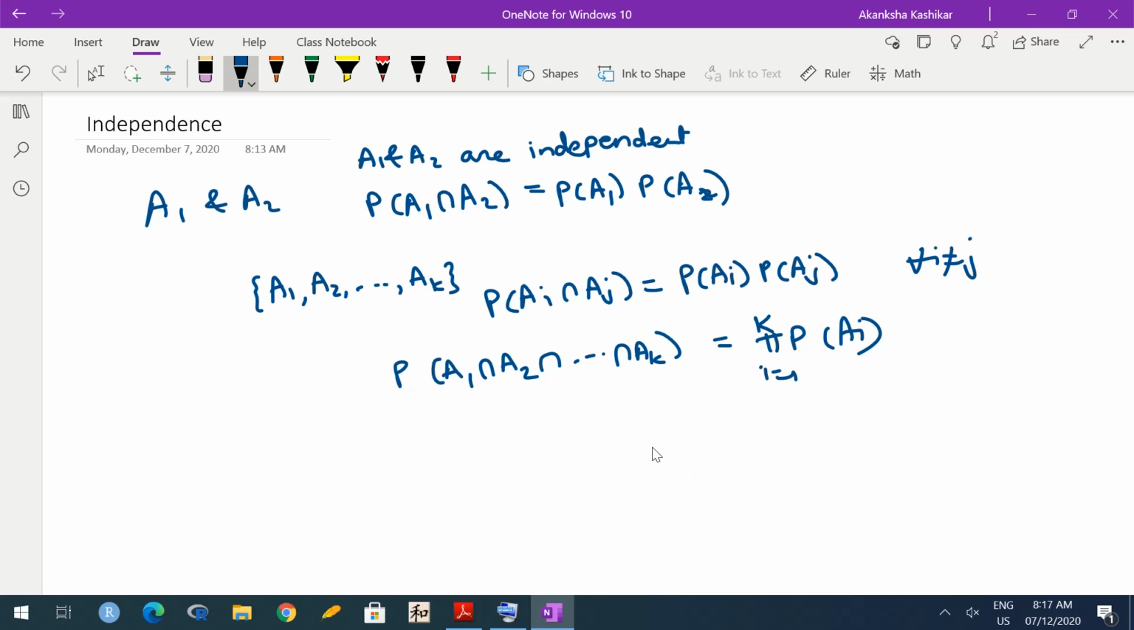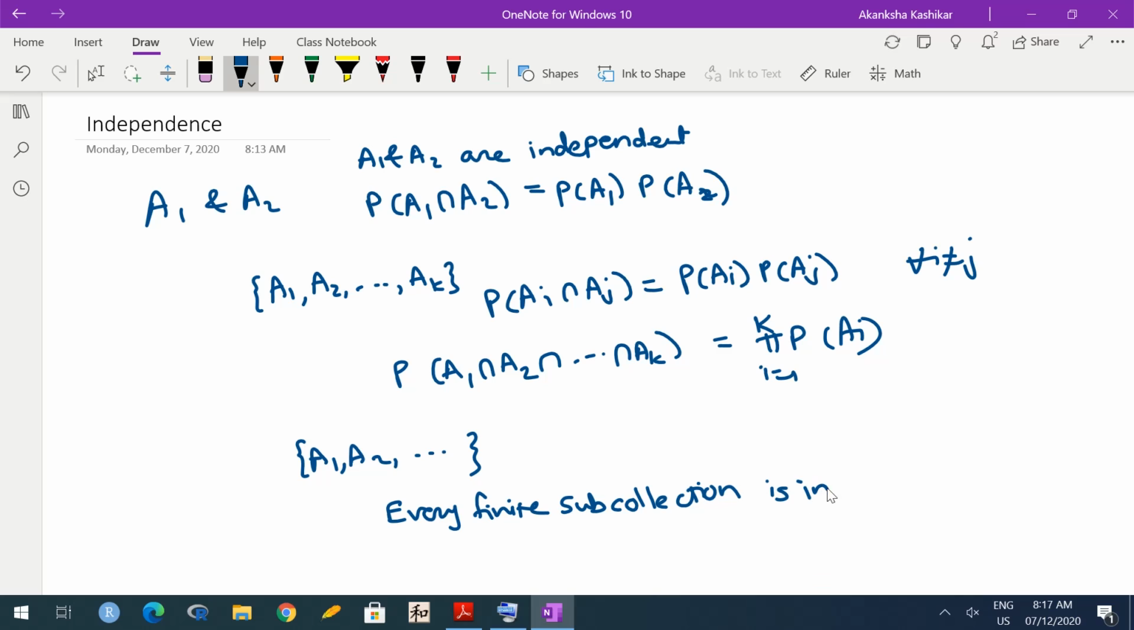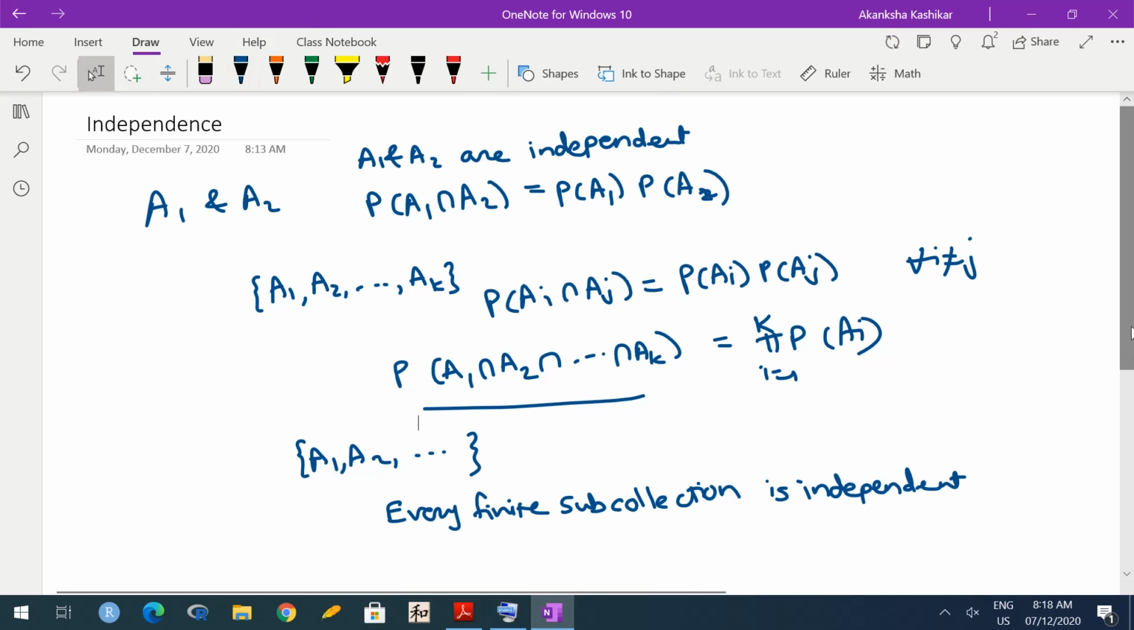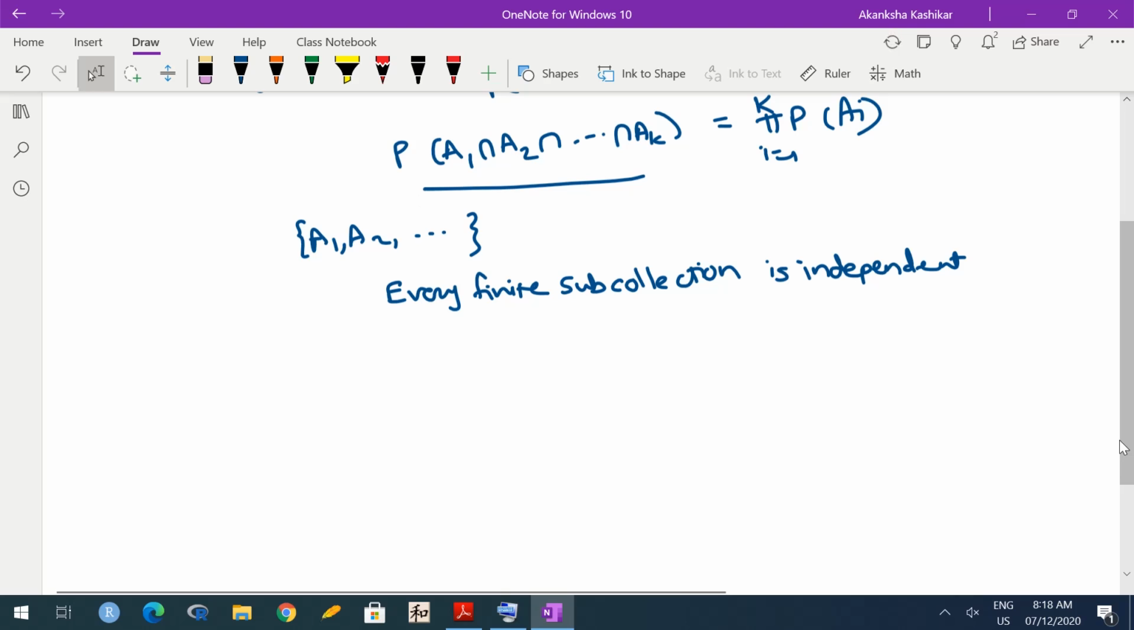What happens if I want to define independence of countably infinitely many events? If I have a collection of events A1, A2 and so on, we say that this is independent if every finite sub-collection is independent. Okay. So what do I mean by this? If I take any finitely many Ais from this and write the probability of their intersection, and if that probability is the product of the individual probabilities, then we will say that this entire infinite collection is also independent. Now this is all about independence of events and we have already studied that. In fact, you also know mutual independence and pairwise independence from your BSc days.